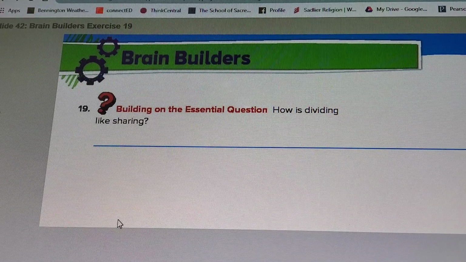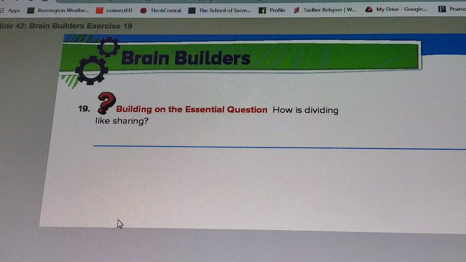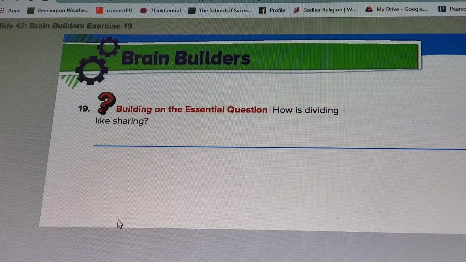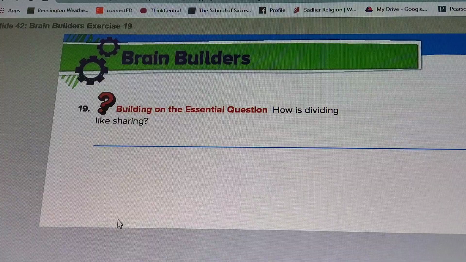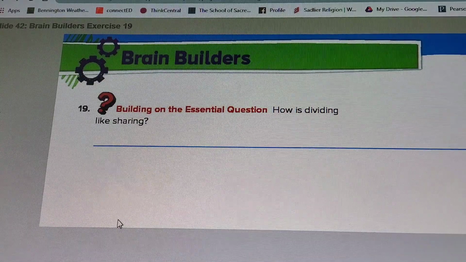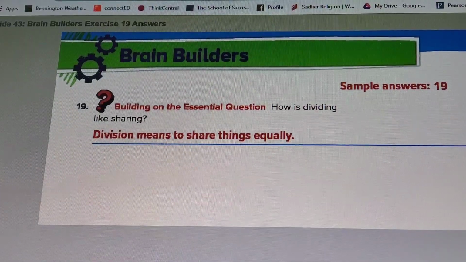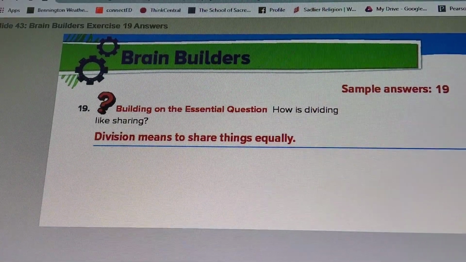Number 19, brain builders. Building on the essential question. How is dividing like sharing? So think about what you do when you divide. Division means to share things equally.